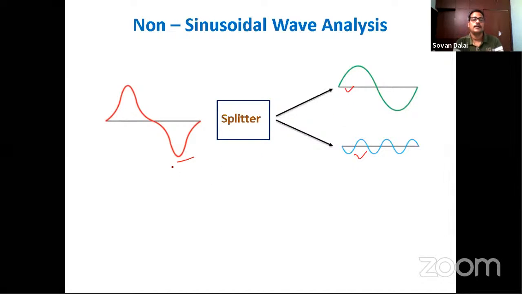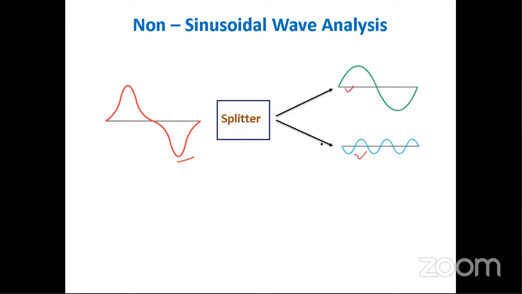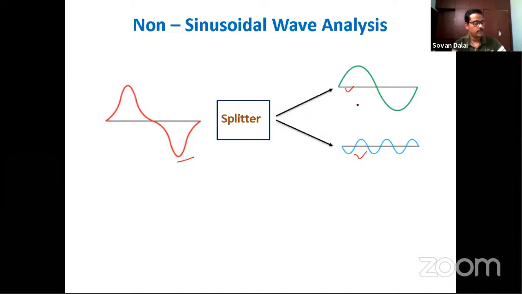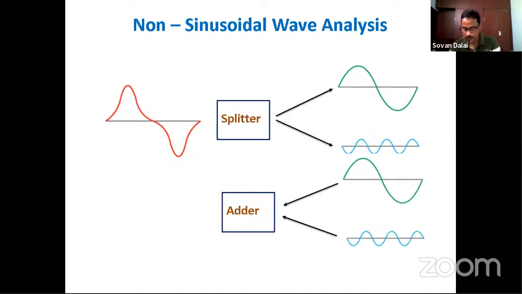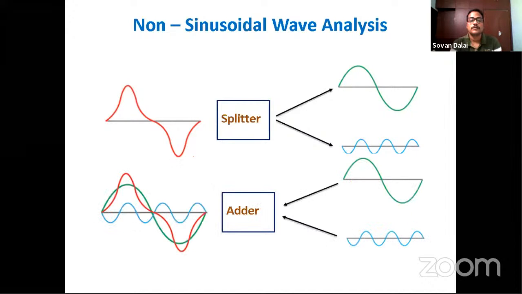So if I find out what components are present inside this non-sinusoidal waveform with the help of a device called the splitter, we will find that it consists of two sinusoidal waveforms. One has a higher frequency and the other a lower frequency. Now, similarly, if you add these two waveforms by using another circuit called the adder, we will definitely get this waveform.